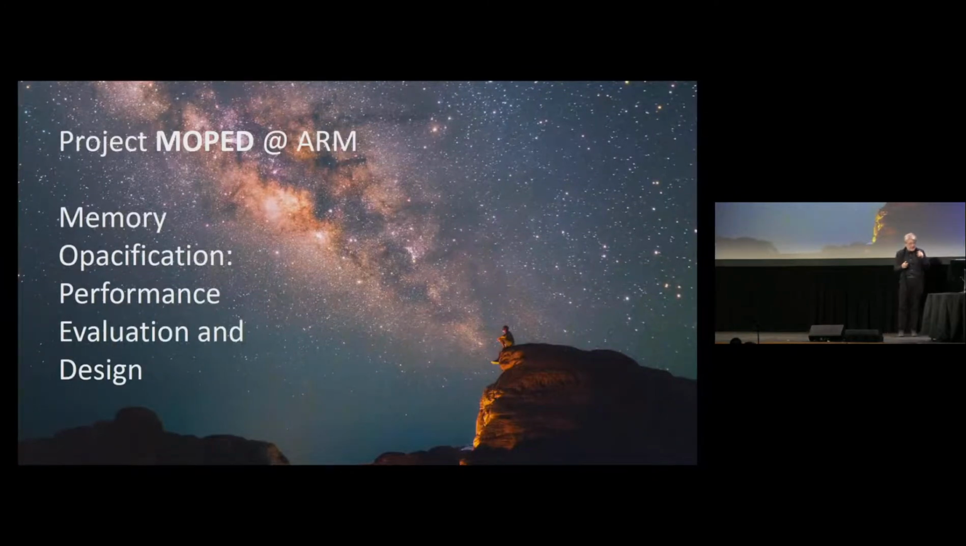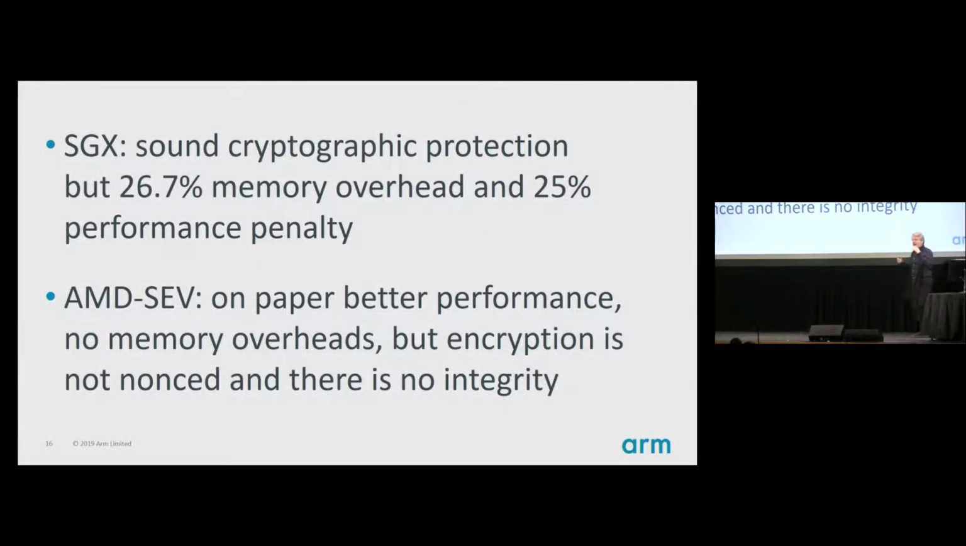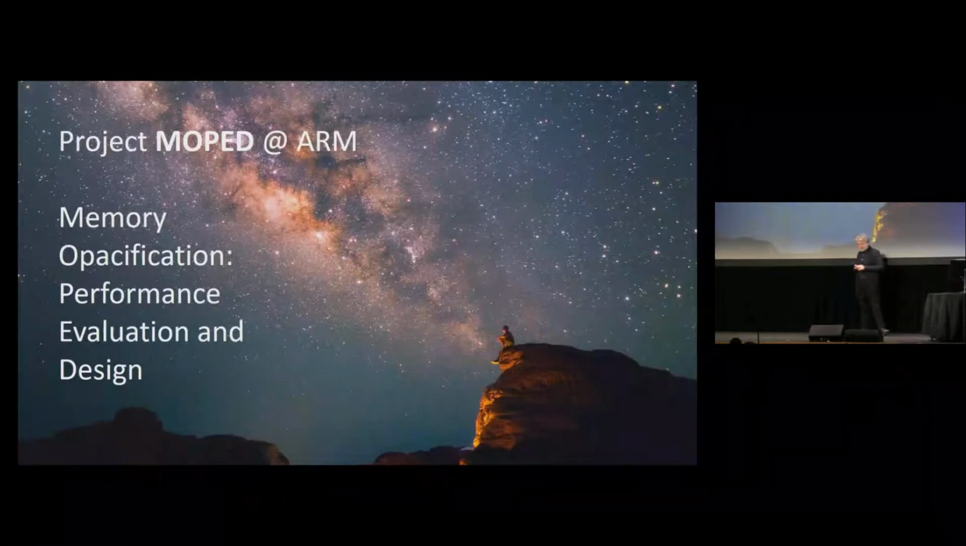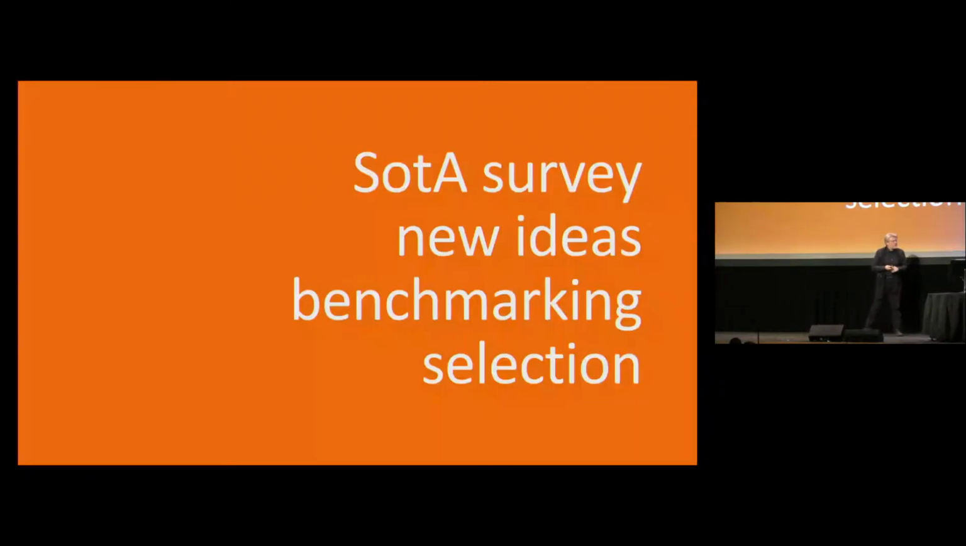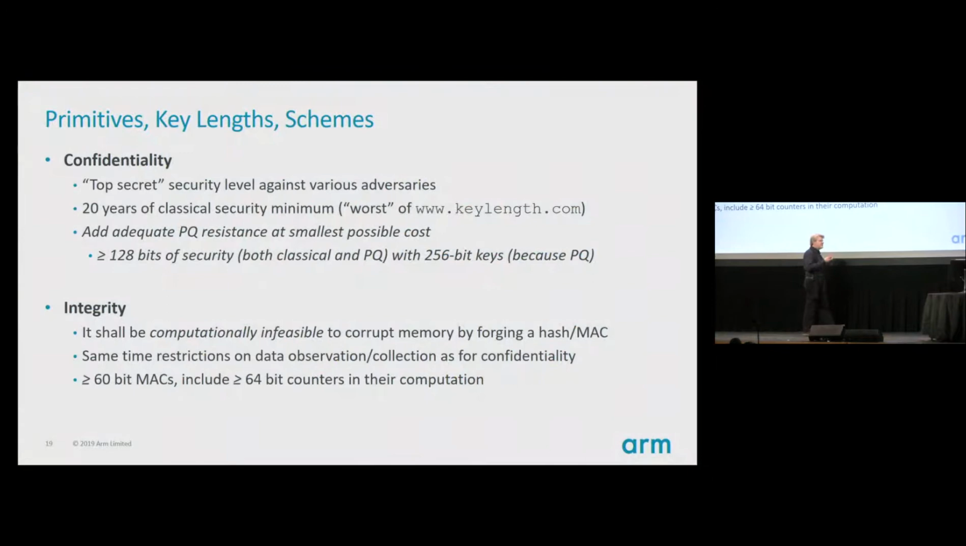So I decided to try to have something, ideally with the first level of security, with a second performance impact. And so I started a project which is called MOPED at ARM. It stands for Memory Opacification, Performance Evaluation and Design. This word exists, look in the Merriam-Webster. And as any project of this kind, it contains a survey of the state of the art, new ideas, because we are an IP company, benchmarking and selecting the winners. So let's start. The first thing was to collect requirements.